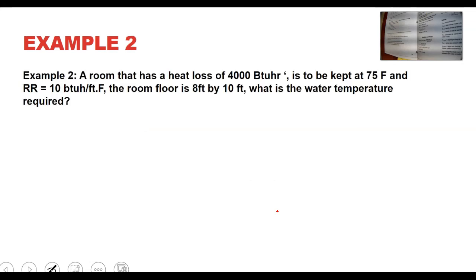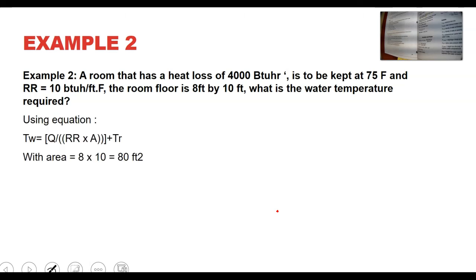In this example, we are solving for the water temperature. Let's say we want to keep the room at 75. We have a heat loss of that room of 4,000 BTUs, and we have a limited radiation rate. Let's say this is what the company is saying, a radiation rate of 10. I can control the water temperature. So in this way, I will solve for the water temperature. So TW is the temperature of the water, and TR is the temperature of the room. And I found out that I have to put the water temperature at 75 degrees.